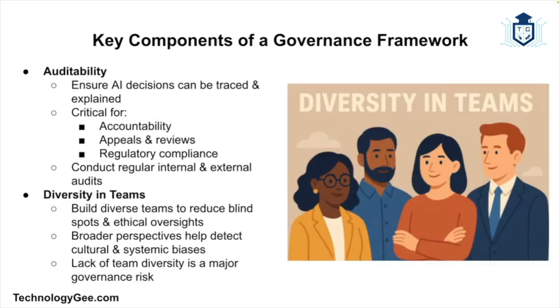Then there's auditability. You need to be able to trace how an AI system made a decision. And that's essential for accountability, appeals, and regulatory compliance. Internal and external audits will help ensure things are running as intended. And then there's diversity in teams. Who builds the AI matters just as much as how it's built. Diverse development teams are more likely to catch blind spots, ethical issues, and cultural biases. So if your AI team is all one demographic, then that's a potential red flag.